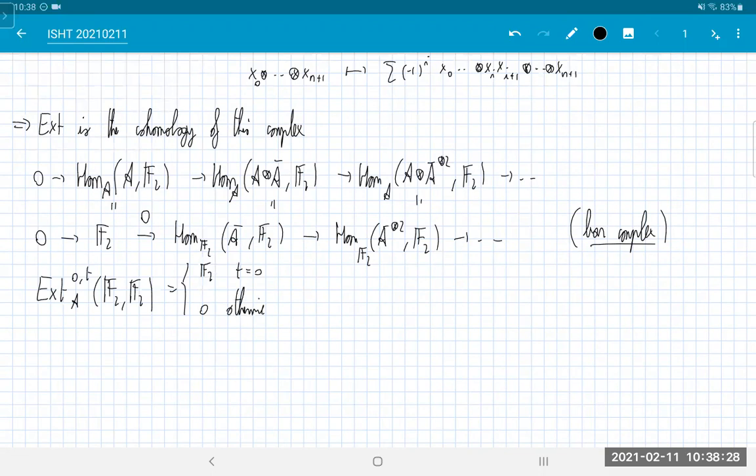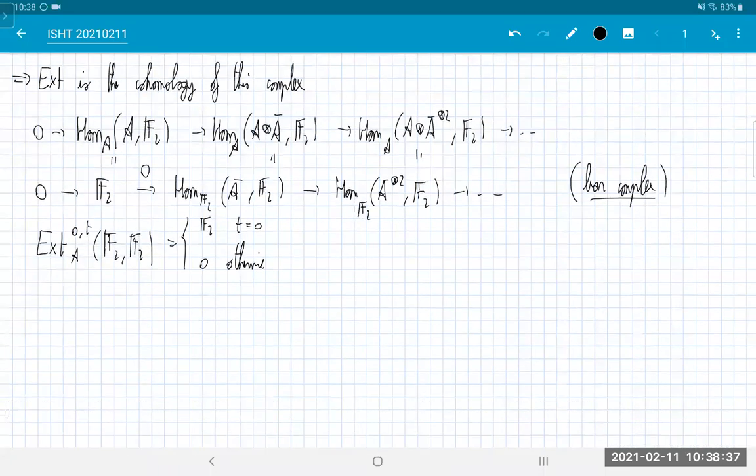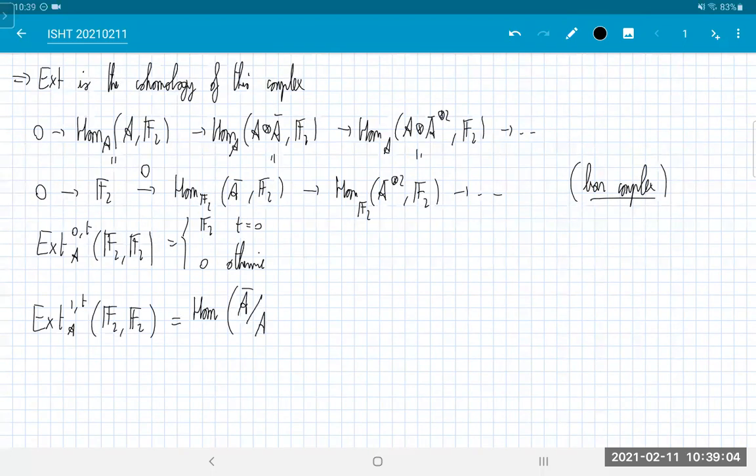Okay, as I say, this is just a hom, so you could probably have done it without all this rigmarole, but you know, that's good. But the good thing is that you can actually compute the Ext1 also. So if you look at it, Ext1 is exactly A bar modulo A bar square into F2, because taking the dual is exact. So this Ext1 is just the homology of the complex, just like this. And this is the multiplication map.